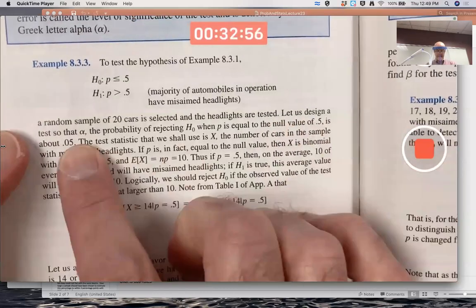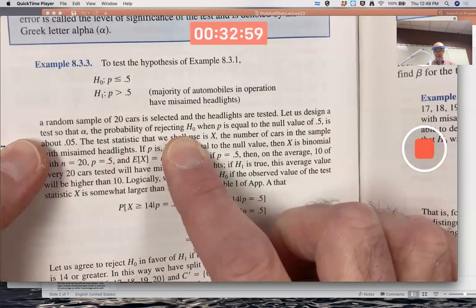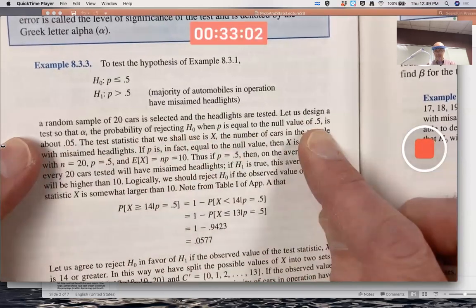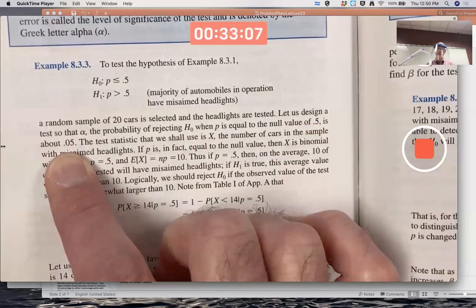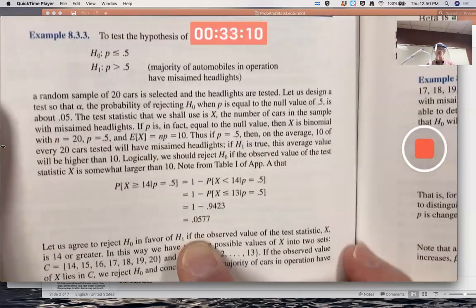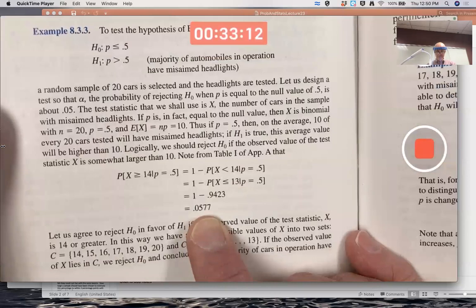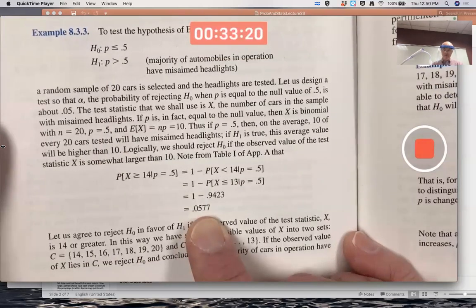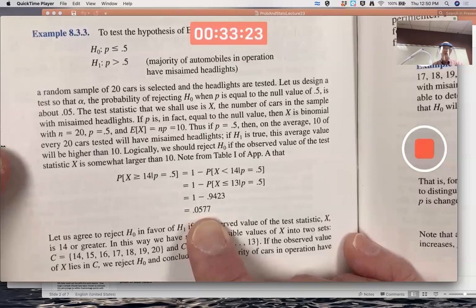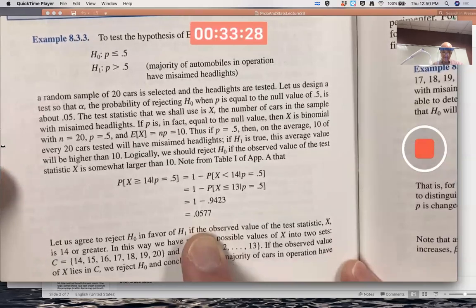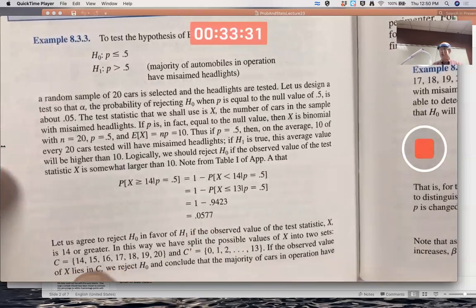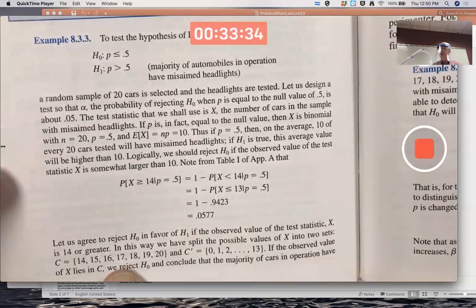They say, let us design a test so that alpha, the probability of making a type 1 error, rejecting the null when p is equal to 0.5, is about 0.05. So they're setting alpha ahead of time, and then doing this calculation, they figure out, since this number is pretty close to 0.05, they effectively treat the rejection region, the values of x, the number of cars in a sample of size 20 that have misaimed headlights, that lead to rejecting the null to be this set of numbers. This is the rejection region or critical region for the test.